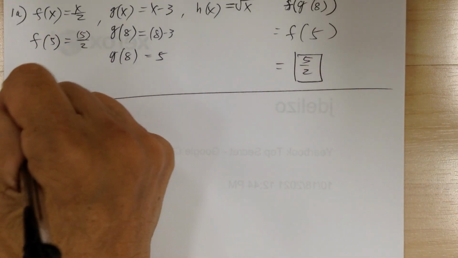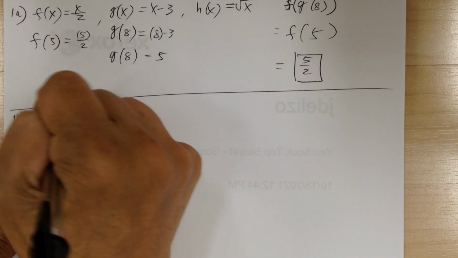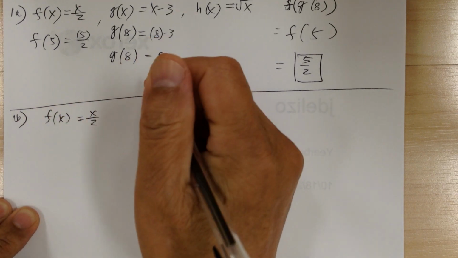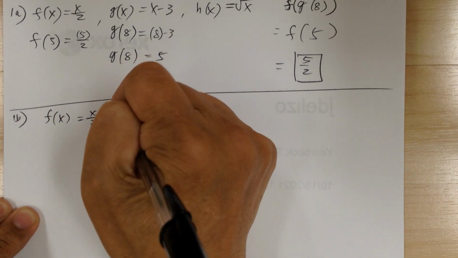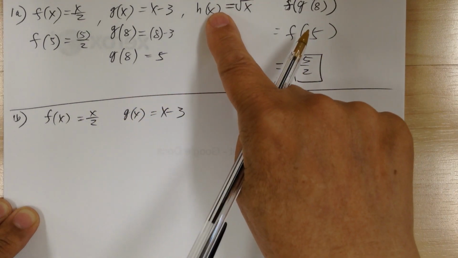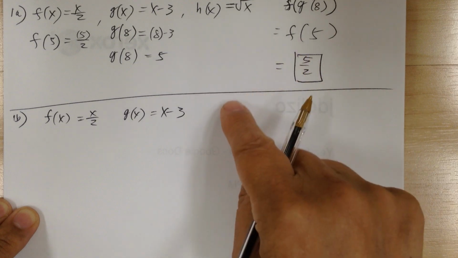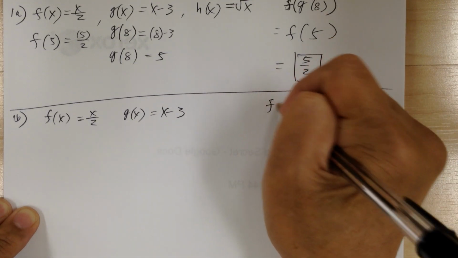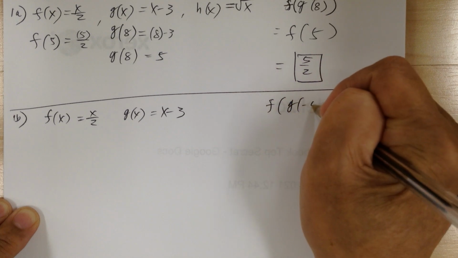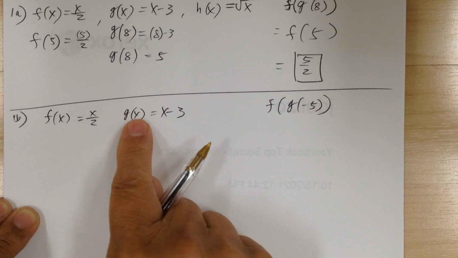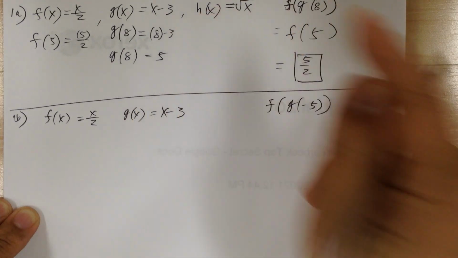Okay, let's go to 1b. You can get all your functions ready. We don't have to write the h of x because there's no h function over here. For 1b, you're looking for f of g of negative 5. All we have is f and g, so all we need is those two.